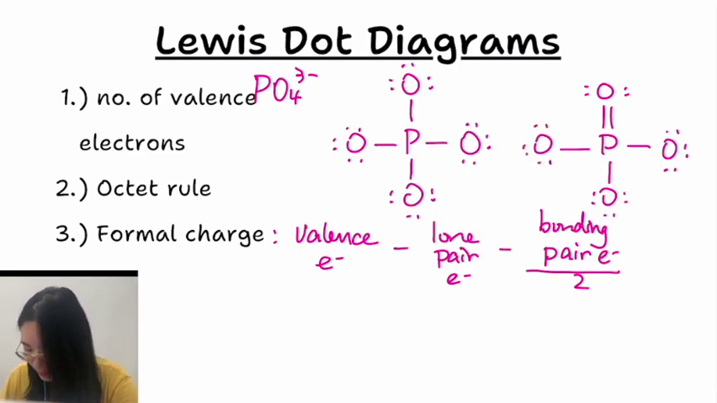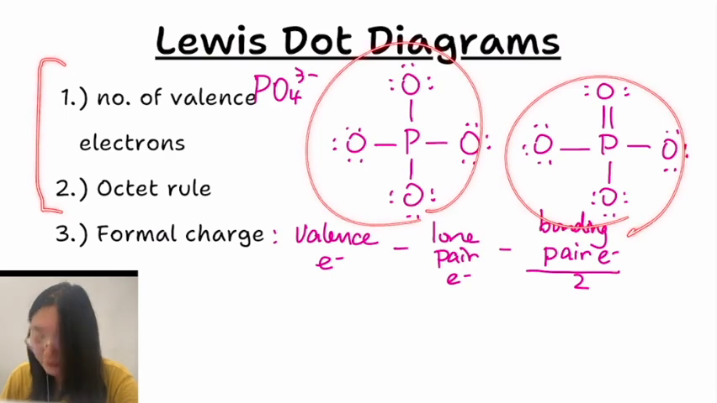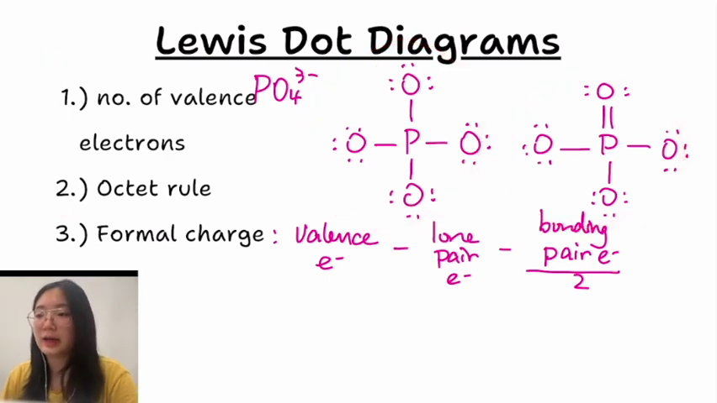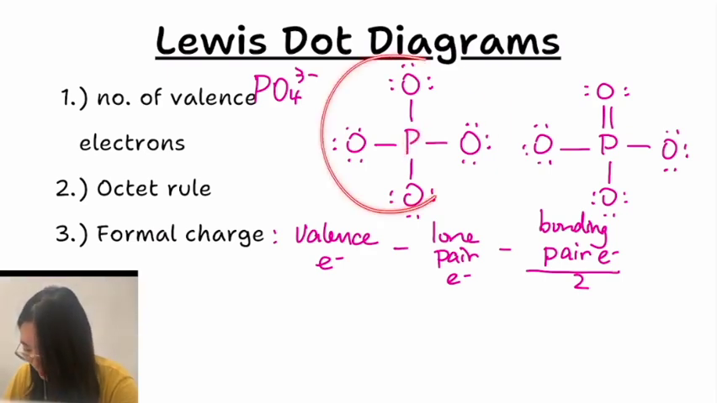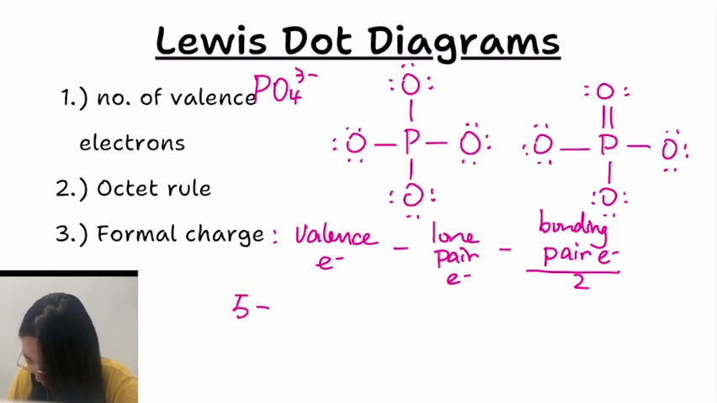Okay, now both of the Lewis-dot diagram fulfill the first two rules. And now let's try to calculate the formal charge for each of the atoms. So for this Lewis-dot diagram, the phosphorus has number of the valence electrons is 5, minus number of the lone pair electron is 0, number of the bonding pair electron is 1, 2, 3, 4, 5, 6, 7, 8. So 8 divided by 2, that is equal to 5 minus 4, which is equal to 1. So the phosphorus carries positive 1 charge.